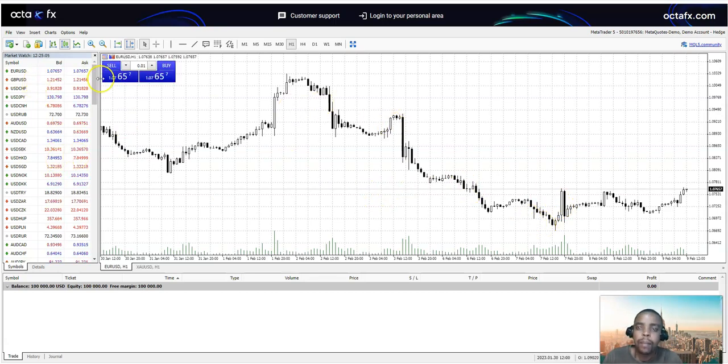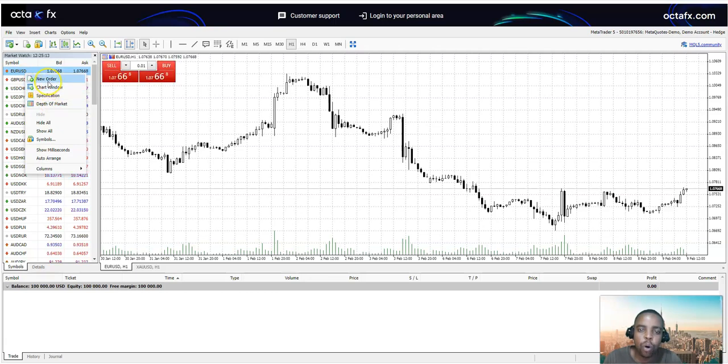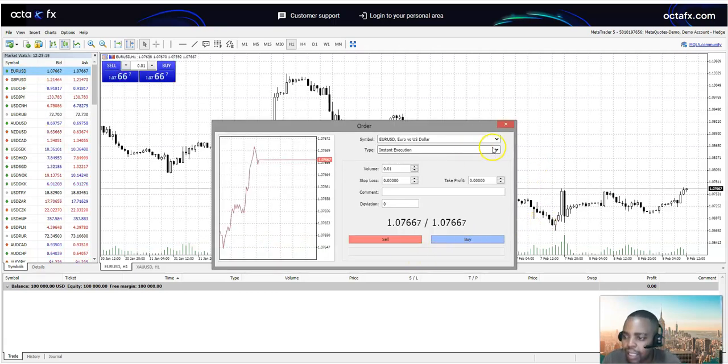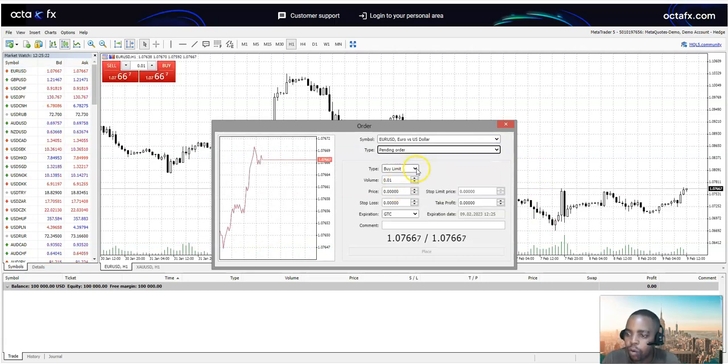When you have a market like euro, US dollar, you simply click buy, or right click and say new order, and then you can start setting it up here on MT4. Quite the same thing. Then you say pending order, and there you have it all the way down: buy limit, sell limit, buy stop, sell stop. I want to deal with these four basic ones, but let us go back to TradingView.